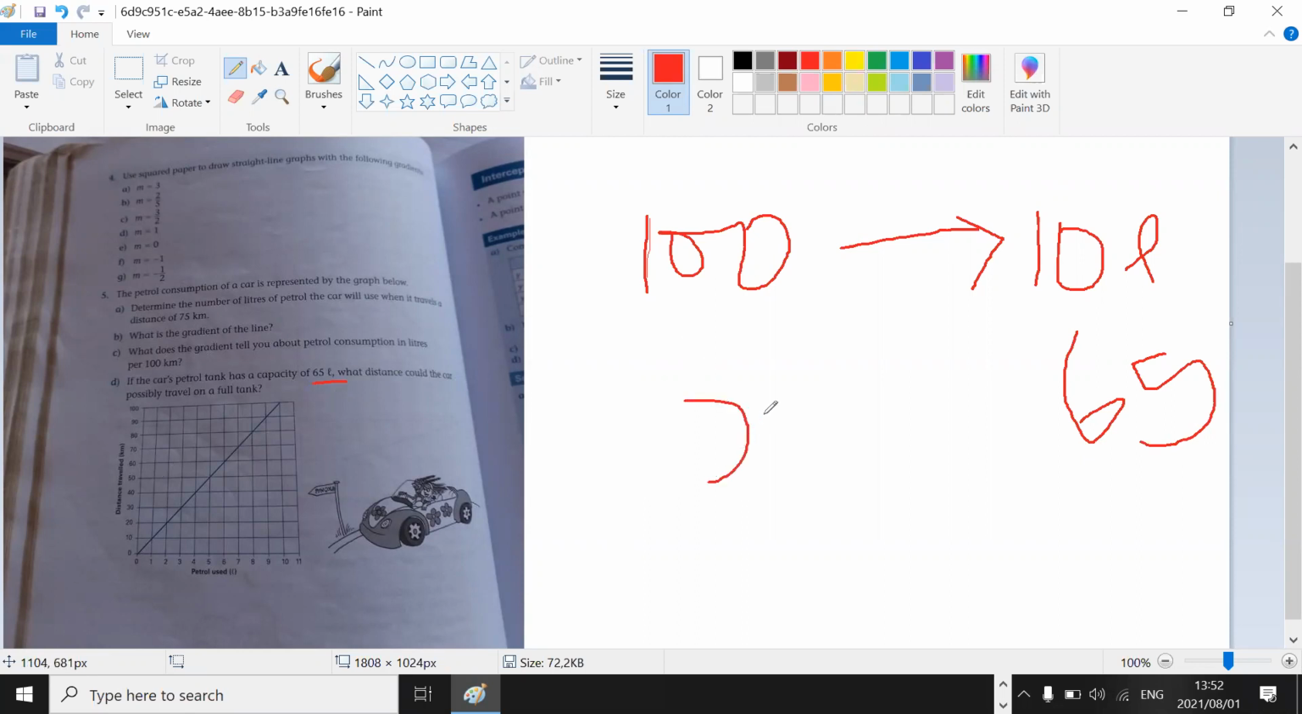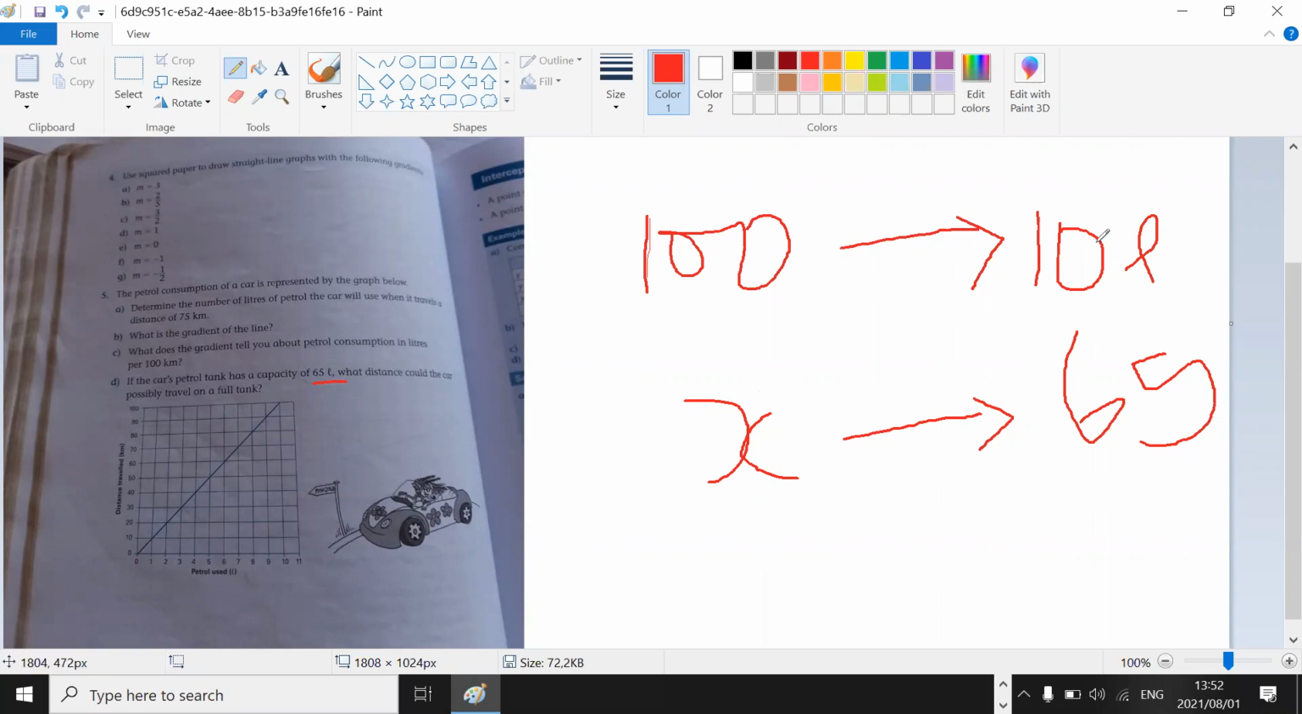So we want to identify an unknown value: the distance it will travel if it has a tank with petrol of 65 liters. So you do it this way. You write the information which we know, which in this case is that if it travels 100 kilometers, it corresponds with 10 liters. And then we want to find the distance when it has 65 liters.